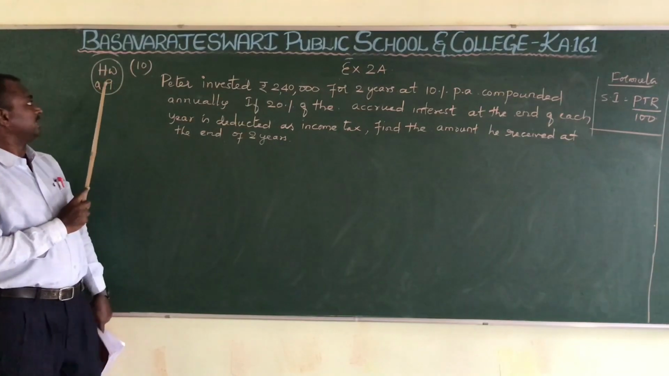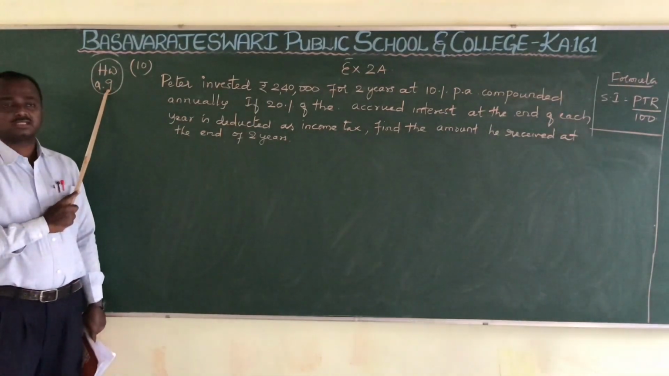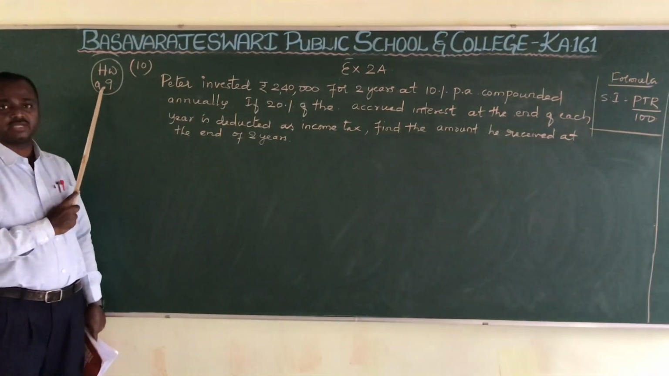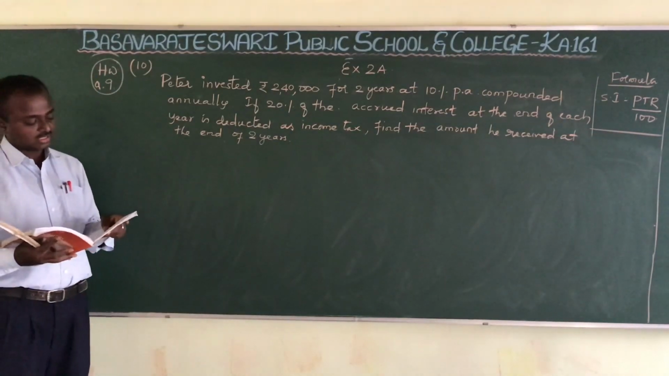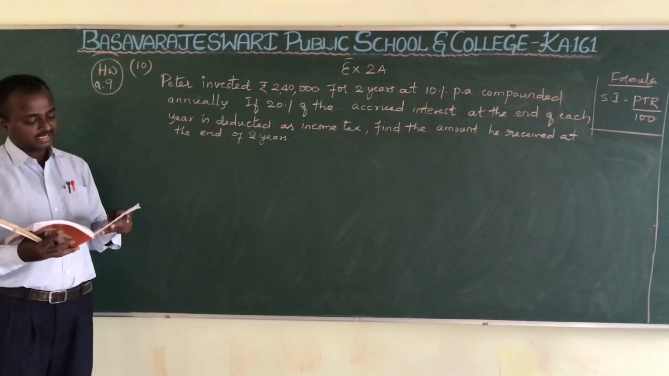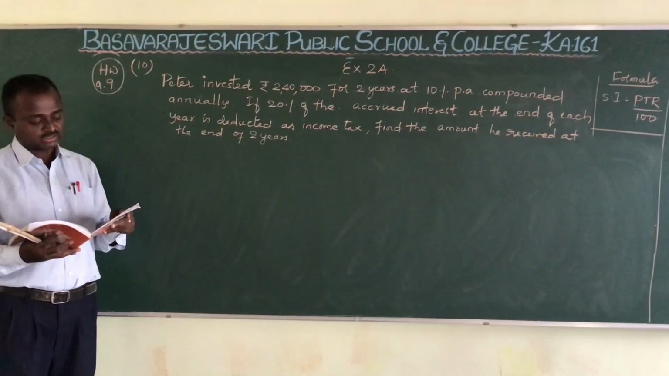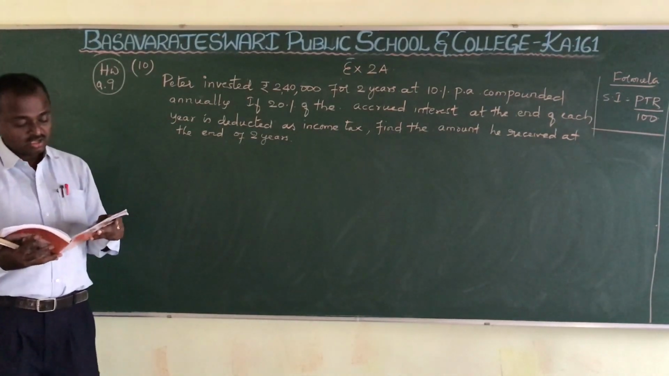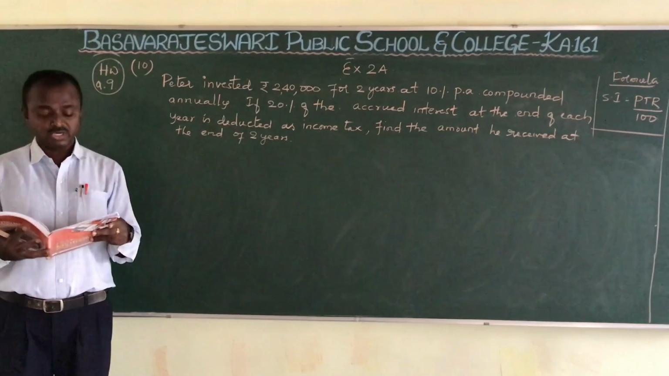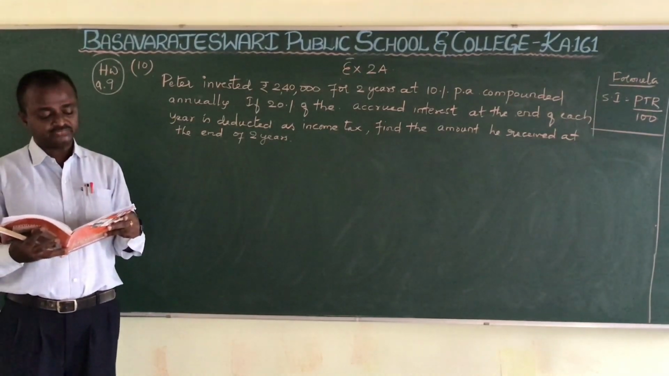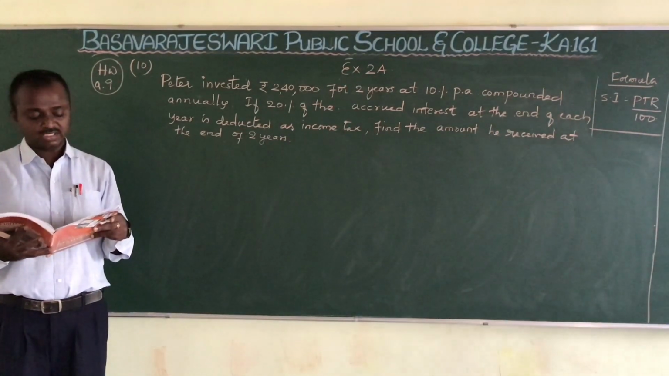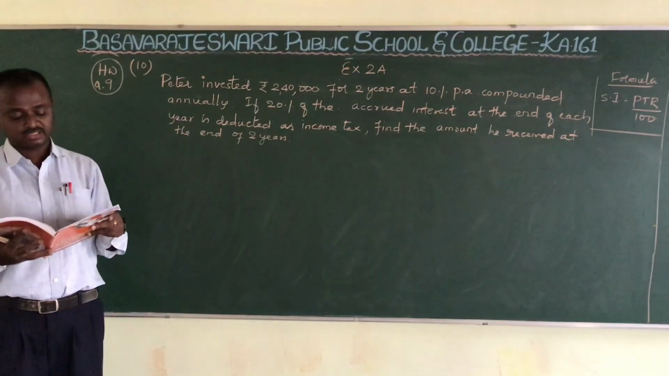So question number 9 I am giving as homework because question number 8 and question number 9 are similar. So I will read question number 9 once also. Calculate the amount and the compound interest on rupees 25,000 for 3 years compounded annually. The rates of interest for the successive years being 8%, 9% and 10% respectively.